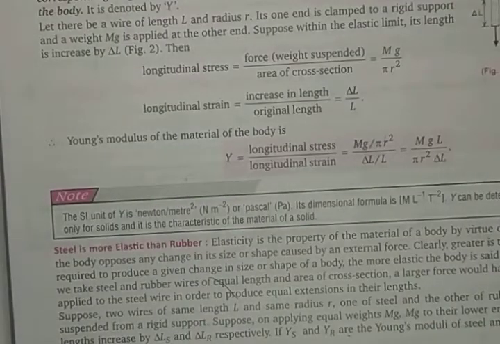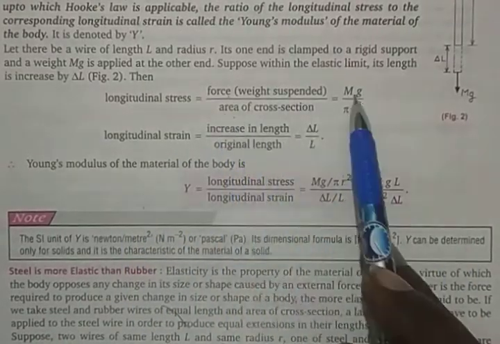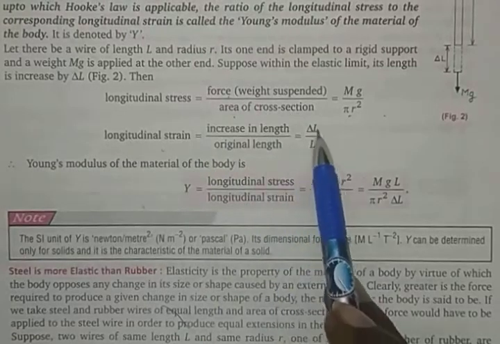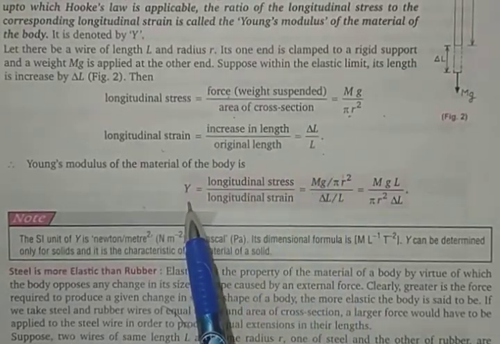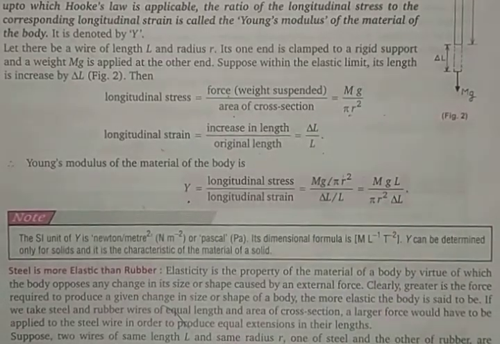Alright, so let us look at this one. Longitudinal stress is equal to force upon area, mg upon pi r square. Strain is equal to increase in length upon original length, delta L upon L. Now Young's modulus of material is going to be equal to this formula, mgL upon pi r square delta L. So that's what you get here.